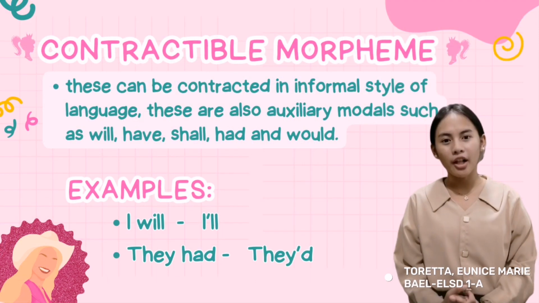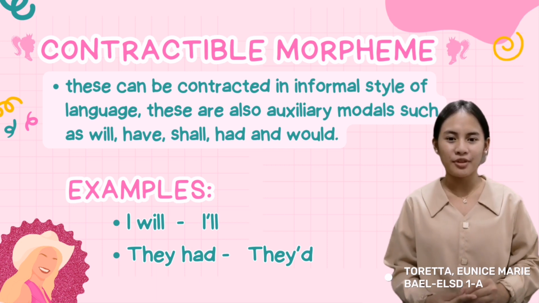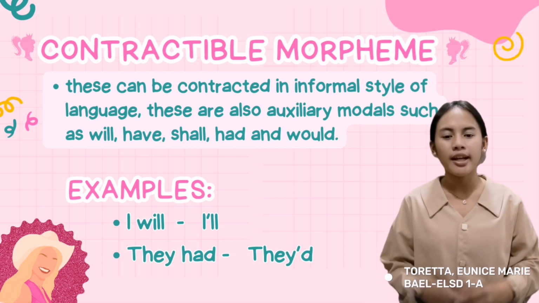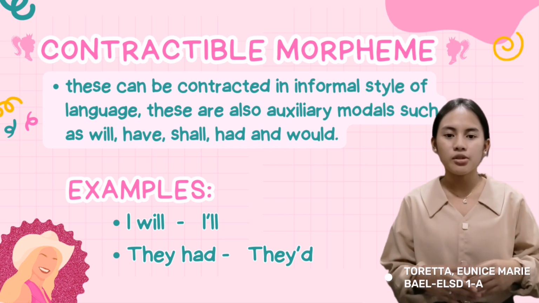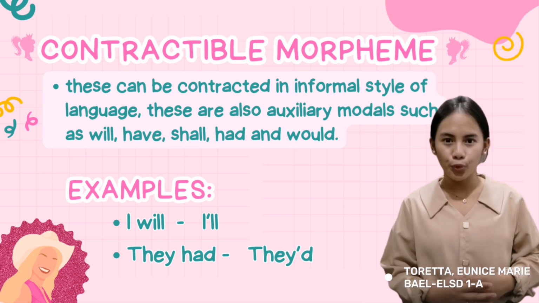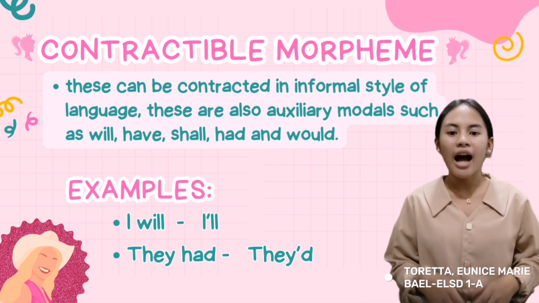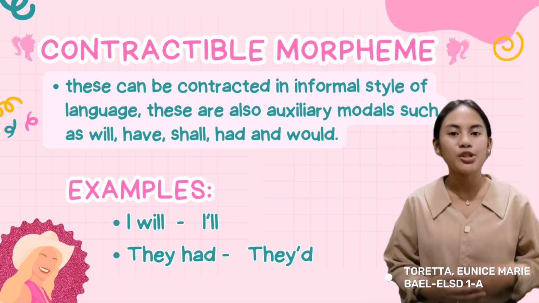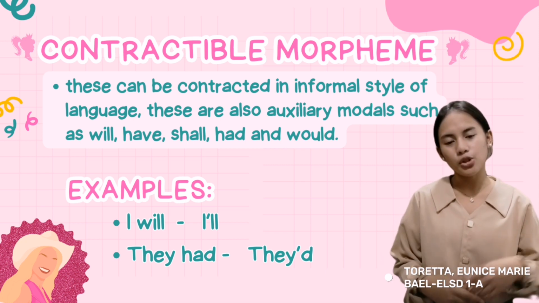A pleasant morning to all of you. I'm Miss Marie Astoretta and I'm here to tackle contractible morpheme. This can be contracted in informal style of language. These are auxiliary modals such as will, have, shall, had, and would. These are the examples of contractible morpheme, which are I will to I'll, they had to they'd, she had to she'd, he had to he'd, they will to they'll.